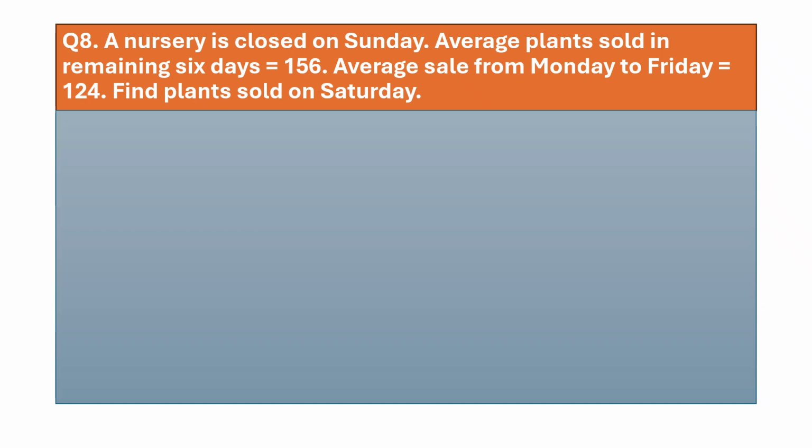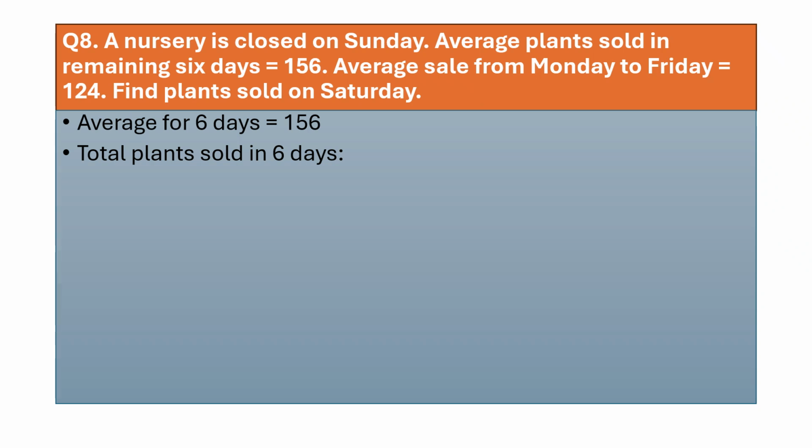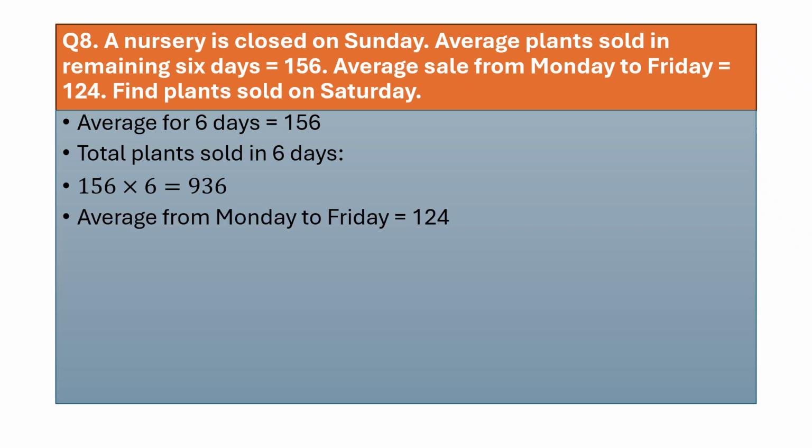Question number 8. A nursery is closed on Sunday. Average plants sold in remaining 6 days is 156. Average sale from Monday to Friday is 124. Find plants sold on Saturday. Now what is given here? Very important, when you write down what is given, that will make more sense to you. Average for 6 days is 156. So total plants sold in 6 days will be how much? 156 into 6. That gives you 936.